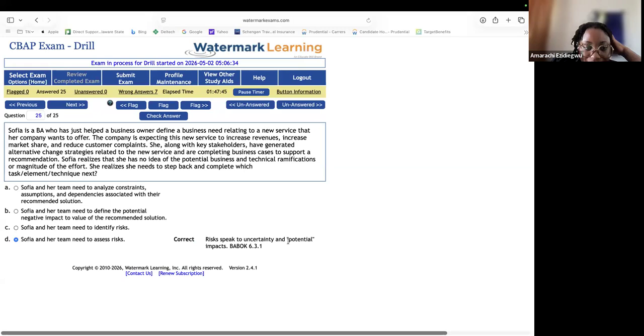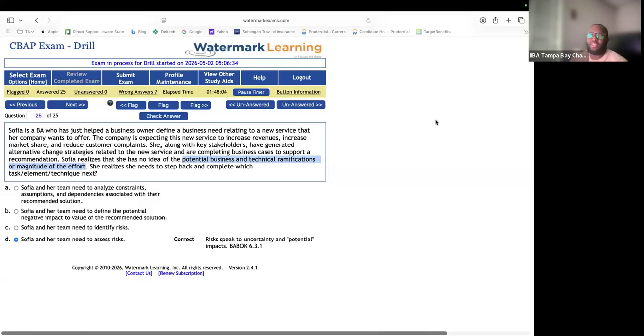Okay, so I'm looking at something. Sorry. It says she has no idea of the potential business and technical ramifications or magnitude of the effort. So is it assessing or identifying? It's a bit confusing for me. I don't know.